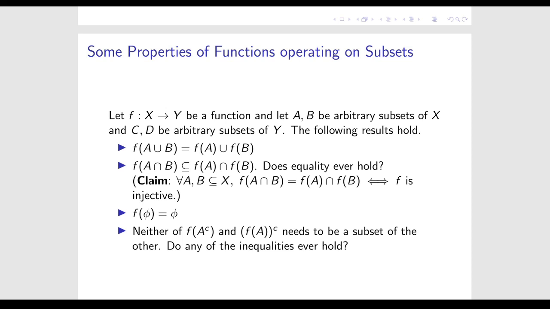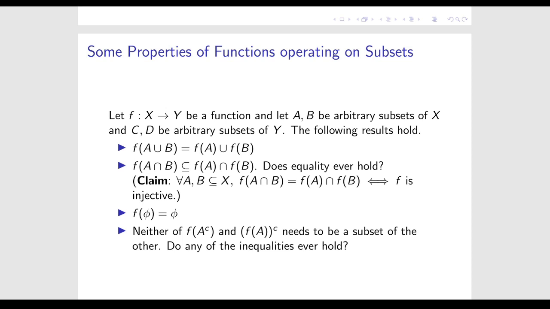F of A union B is equal to f of A union f of B, that is, f distributes over the union operation. F of A intersection B is a subset of f of A intersection f of B. This always holds, however, the equality does not always hold. You can check some examples in which it doesn't hold and in which it holds.